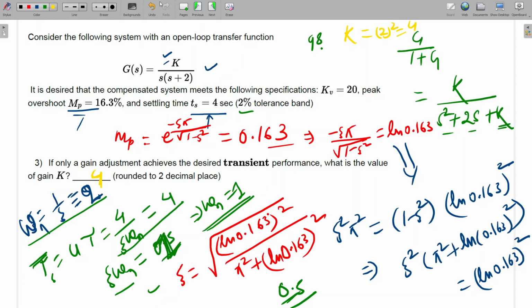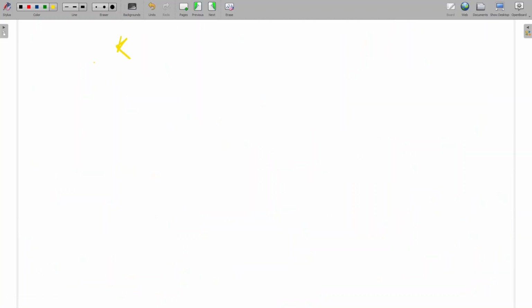For any desired specification, some root locus will be there. So for this, I am going to draw the root locus. K divided by s into (s plus 2).